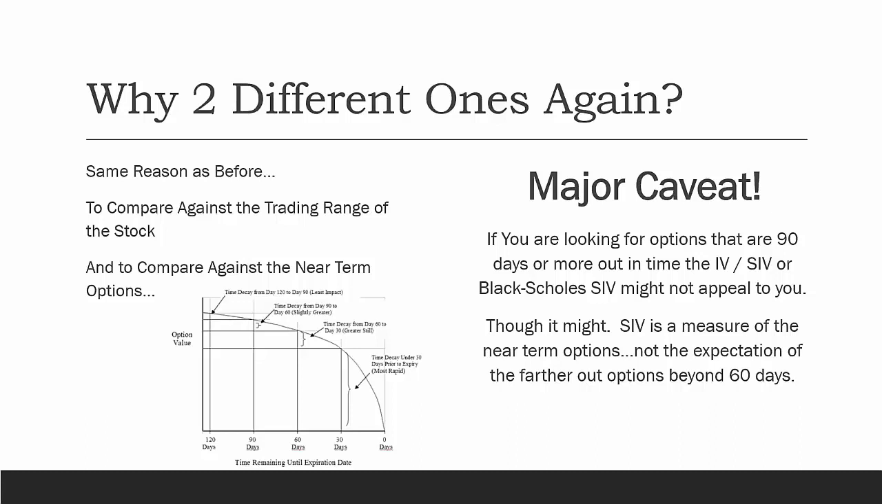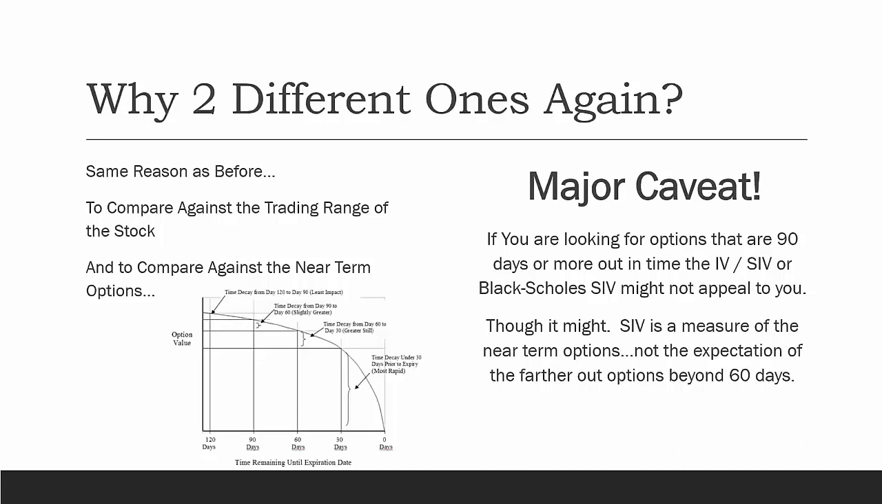And the average implied volatility is in the money and out of the money calls and puts for that shorter time frame. If I'm going out 150 days, 180 days, I'm probably more focused on the IV over HV, not necessarily the IV over SIV or the Black-Scholes SIV.